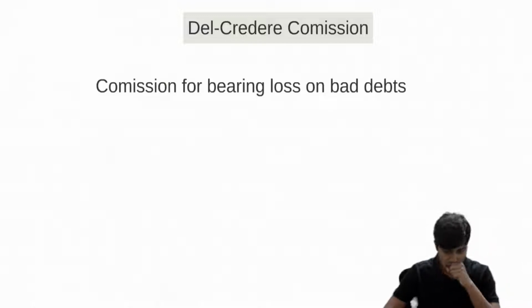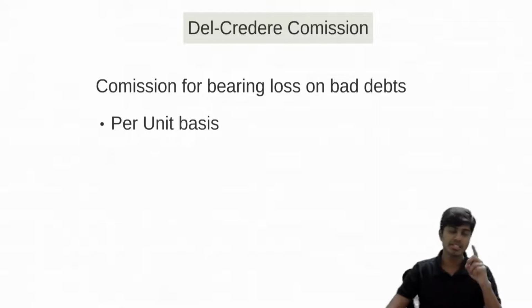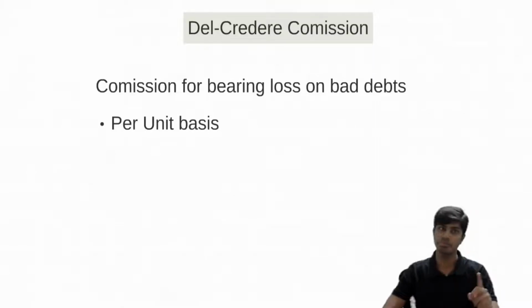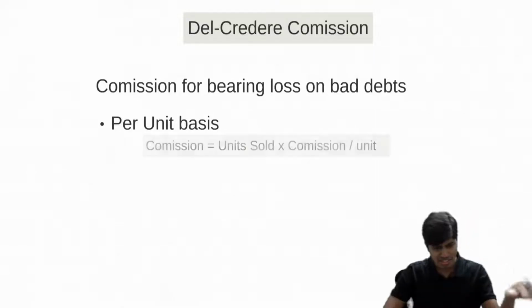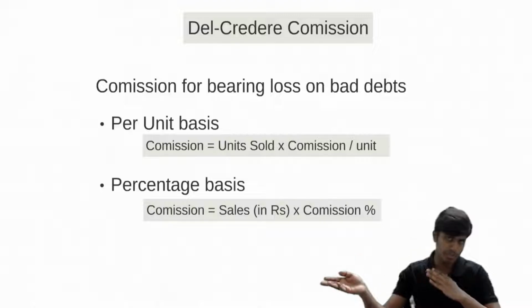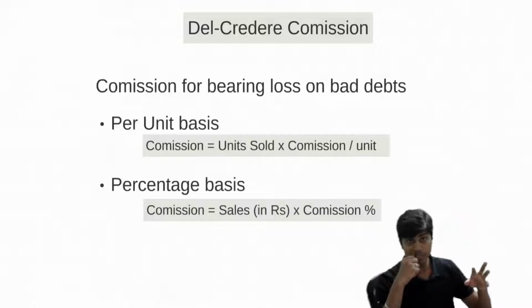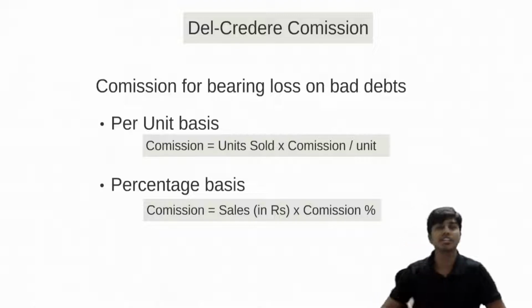Have a look. Commission for bearing loss on bad debt. It is usually on consignor. It is transferred to consignee. Very good. This is computed on per unit basis, or it can be on percentage basis. If it is per unit basis, it is units sold into commission per unit. If percentage basis, it is sales in rupees into commission percent. But there is an interesting question. I'll ask this question to you. You write about your answer and then I'll also tell you what it is.